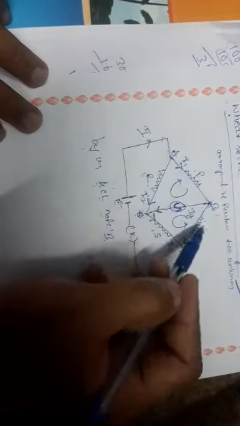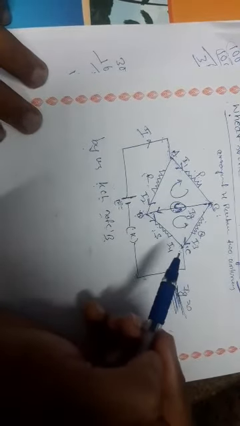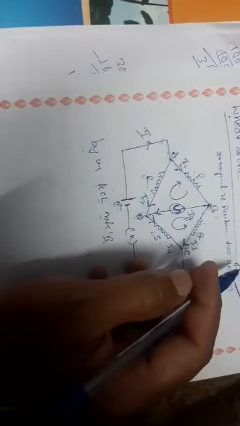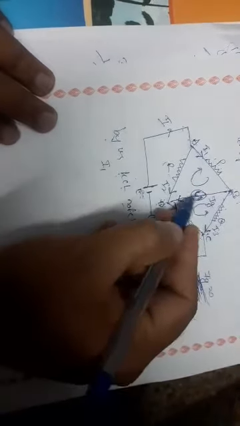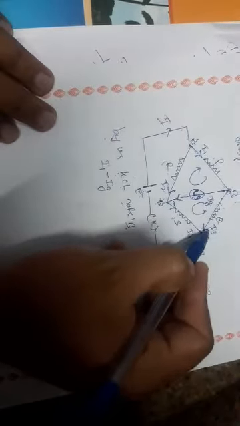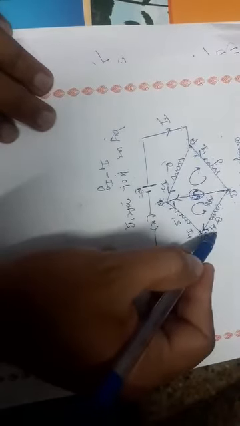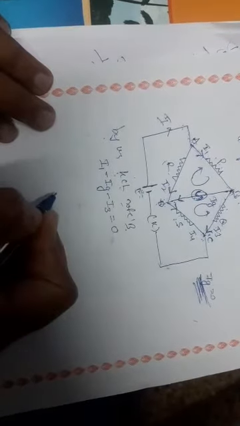Converging, diverging. What is the Kirchhoff current law? The sum of the currents must be equal to 0. First, this is a converging current, so it is plus I1. This is called Ig, the current through the galvanometer, which is a diverging current, so minus Ig. Plus I3, the third conductor, is also a diverging current, so minus I3 is equal to 0.